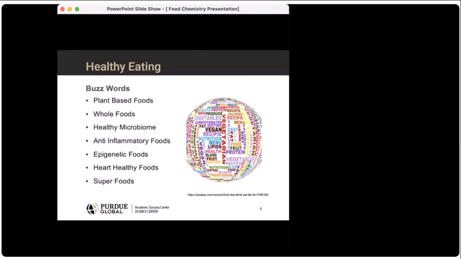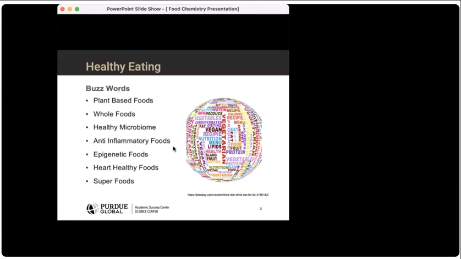We have anti-inflammatory foods, foods that are rich in nutrients such as fiber and phytochemicals to reduce our oxidative stress and inflammation. We have the epigenetic foods, which are foods that contain a class of bioactive dietary components, which have shown to modify our epigenome, leading to beneficial health outcomes. We also have the term heart-healthy foods, foods that promote heart health, including blood pressure and cholesterol levels.